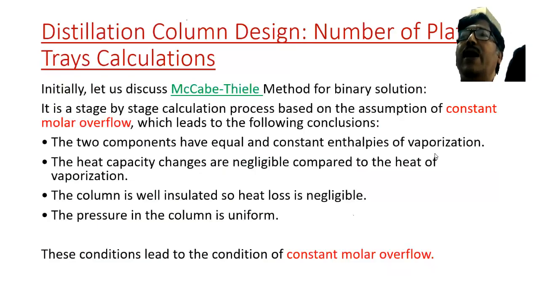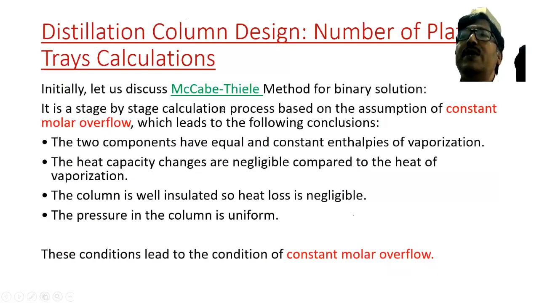It is for binary solutions, as air is a binary mixture of nitrogen and oxygen. So it is the ideal example of using the McCabe-Thiele method. It is a stage by stage calculation process based on the assumption of constant molar overflow. McCabe-Thiele actually assumed this, and the meaning of constant molar overflow is that in the distillation column there are two sections, rectification section and stripping section.